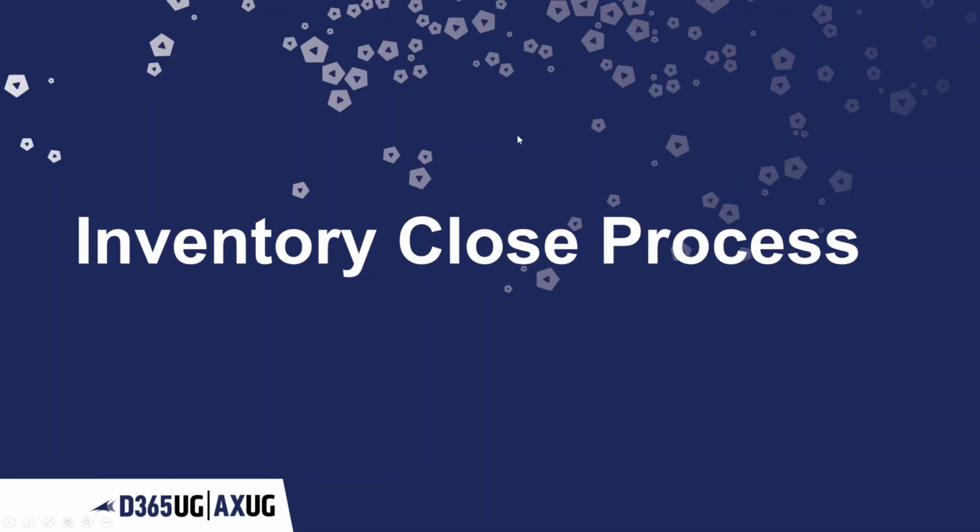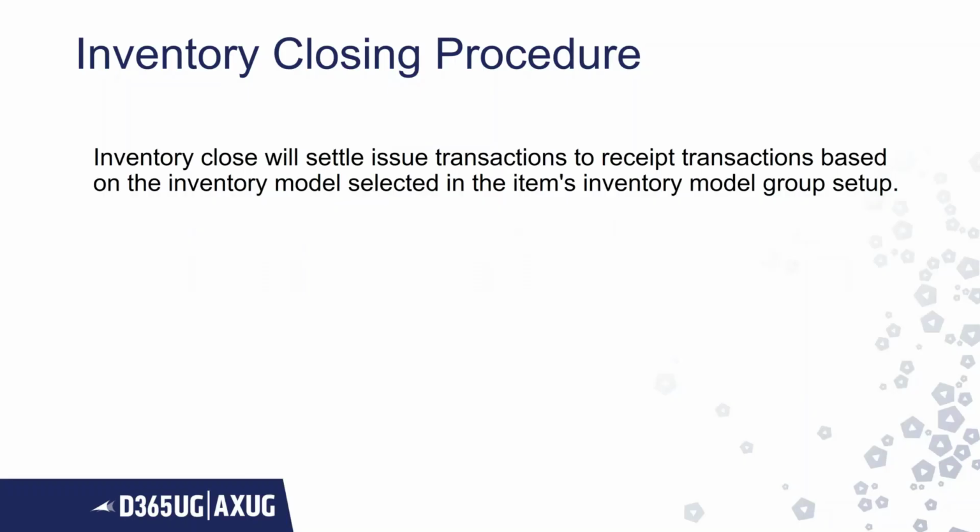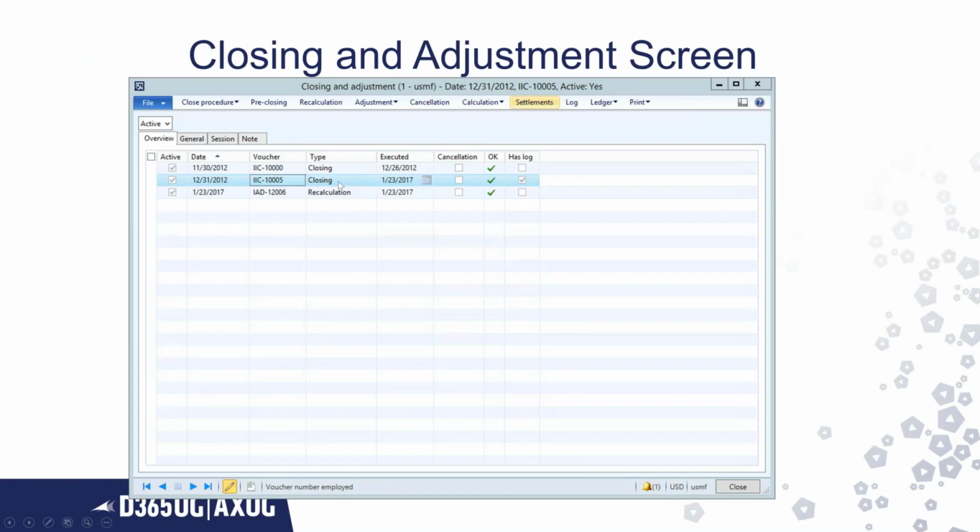Inventory close process. Now we're going to go to it in greater detail. So we talked about it before. It's going to settle transactions between the issued and receipt that are fully financially accounted for, is what it's going to do. So here's your closing and adjustment screen. So you'll see closing, and then recalculation is going to always occur for the period after the close.